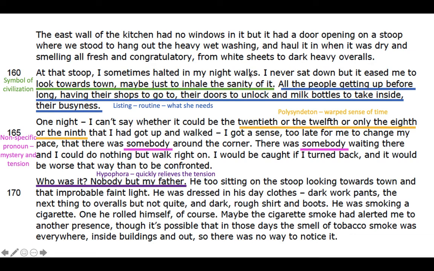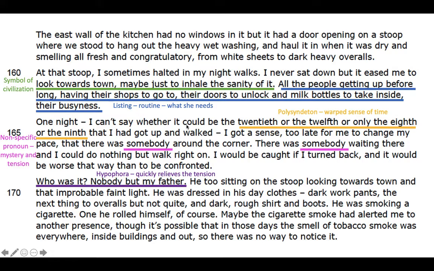And when she's outside again, I never sat down, but it eased me to look towards town, maybe just to inhale the sanity of it. So you might say that because obviously she's in a rural setting, she sees town as this symbol of civilization, of routine, and that's what she's missing, isn't it? She needs a routine. She needs to be busy. Look at the list of the routine as well. Okay, that's what she needs.